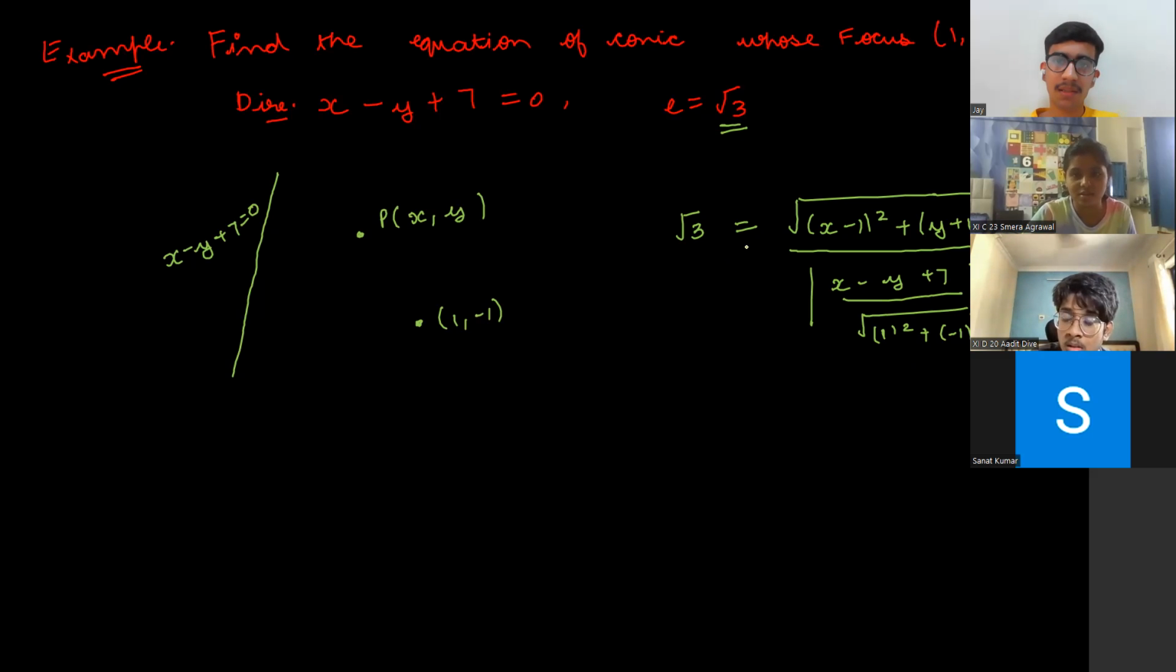अच्छा, प्रोसीजर समझ आया? Eccentricity is the constant distance, so square root of 3 is equal to distance of the point from the line divided by distance of the point from the straight line or the directrix.